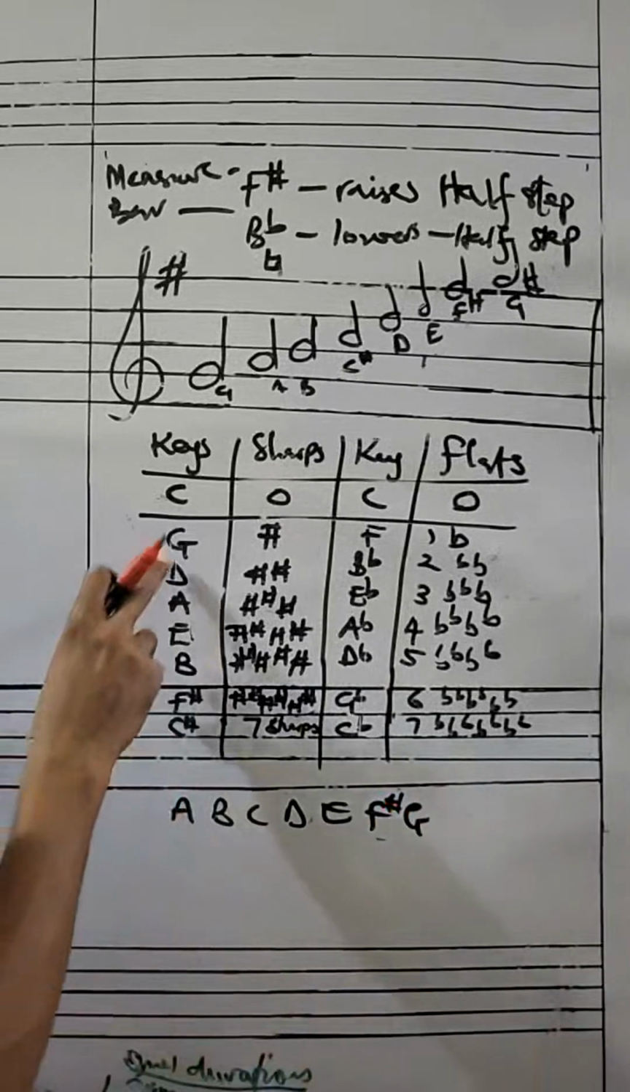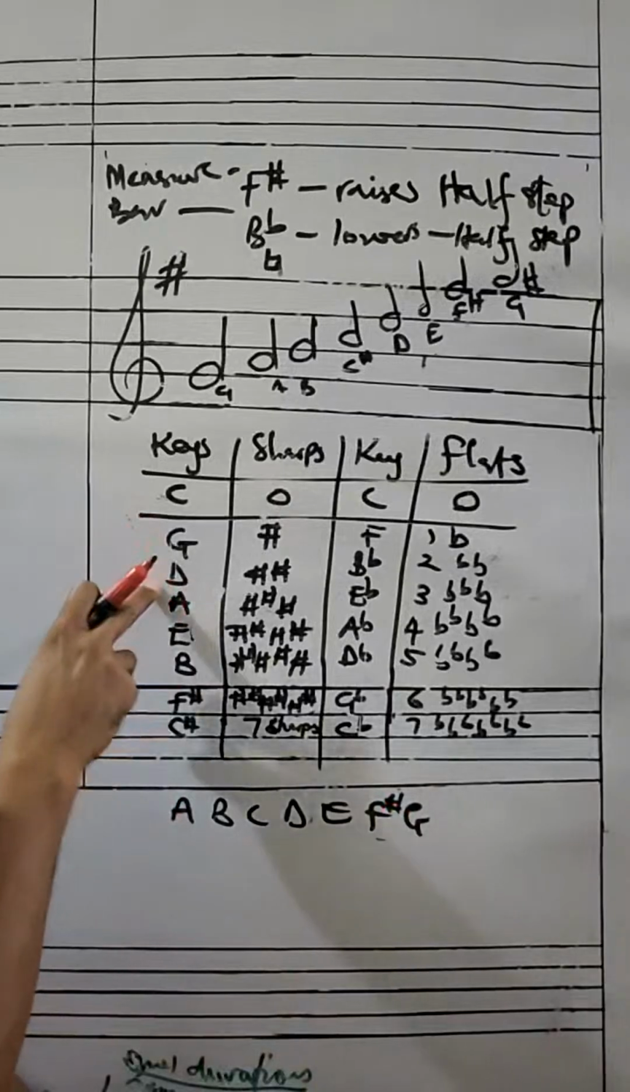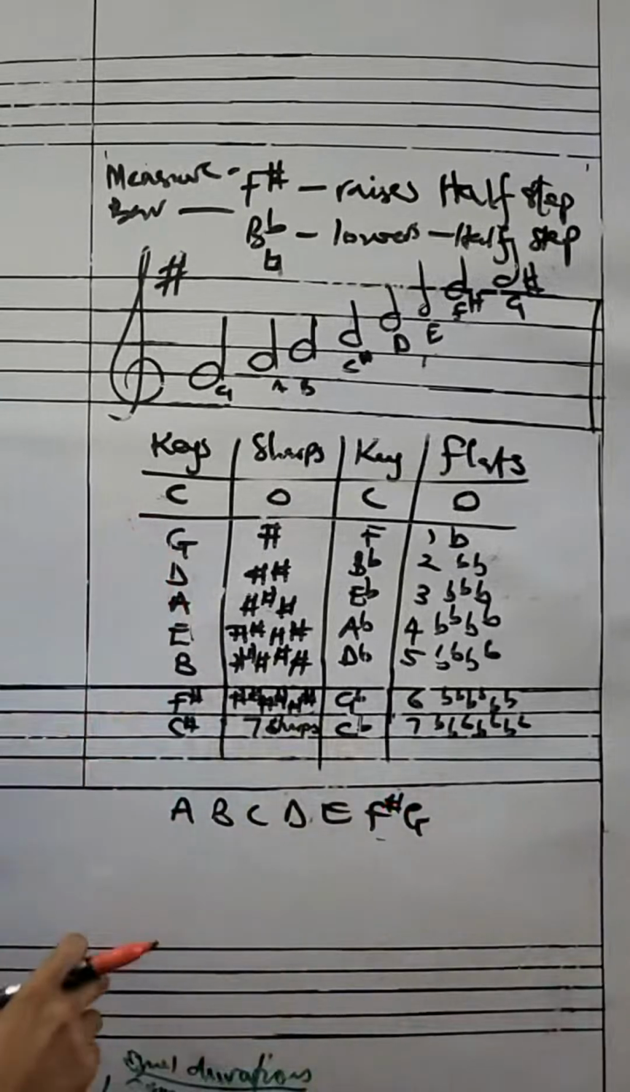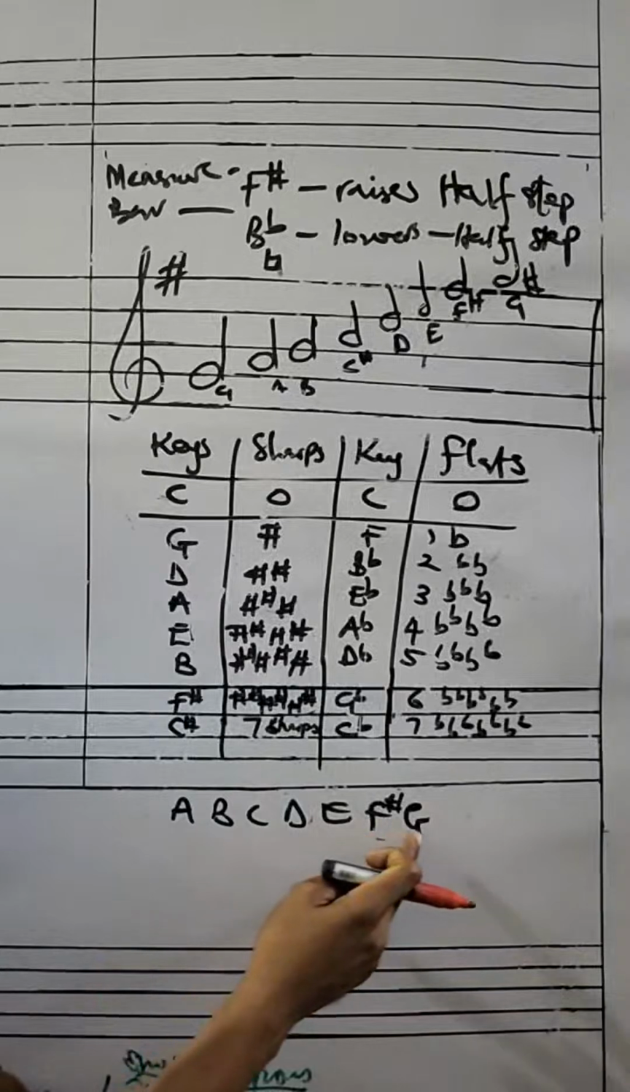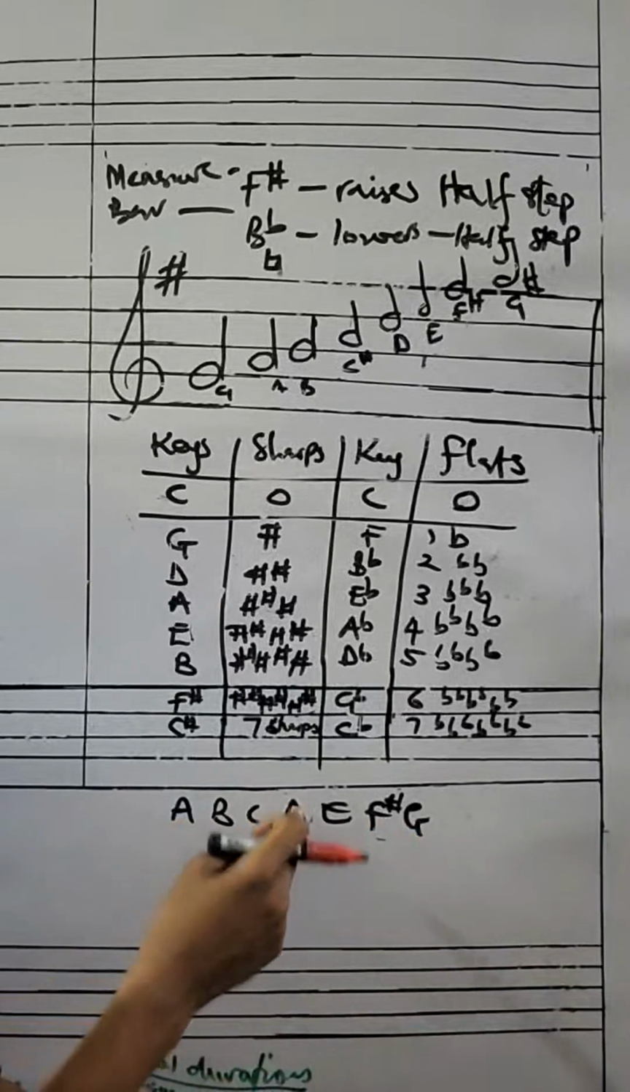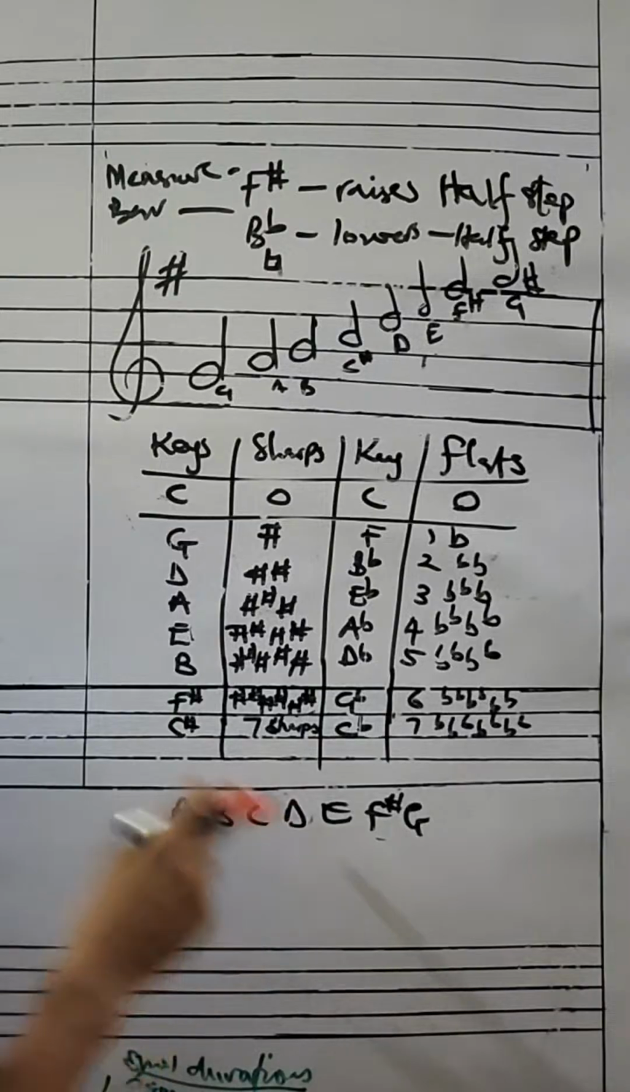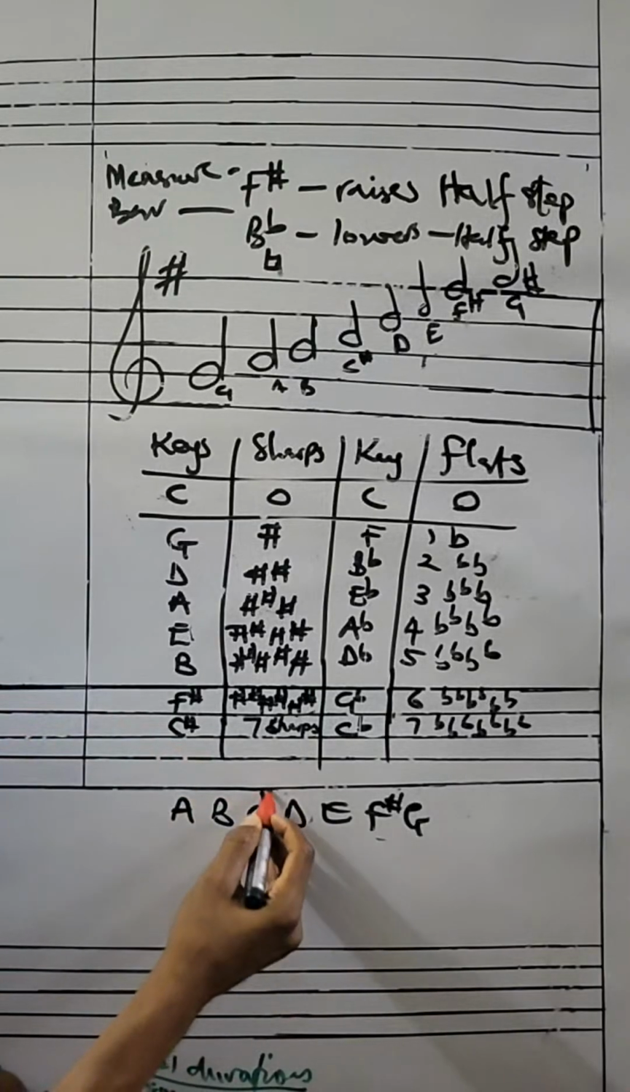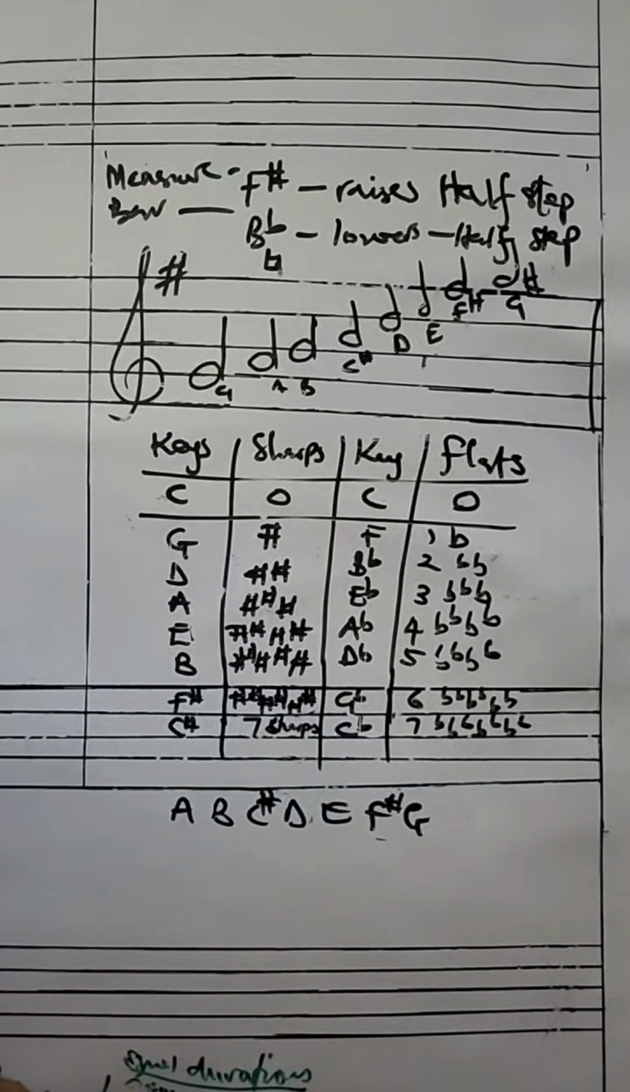Now, the next one is D. Why? D is the dominant of G. So if you count 5 now, 1, 2, 3, 4, 5, you see it falls on D. So which note should be sharpened? The next note that should be sharpened is your C sharp.